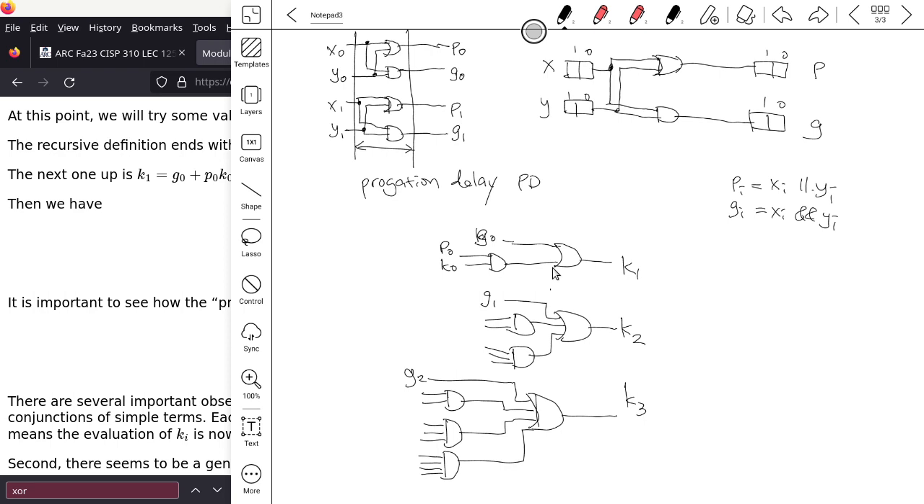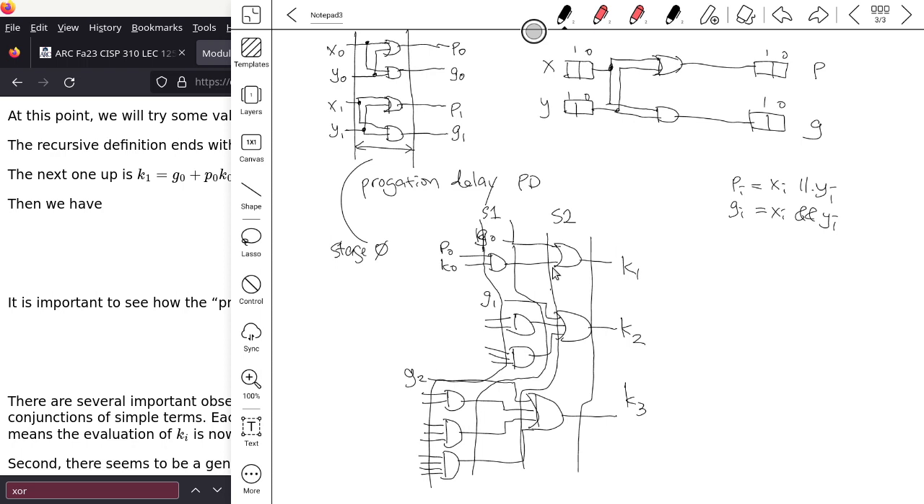Assuming you have all the P and the G terms already available, this is stage zero. The first stage consists of all the AND gates involved in the circuits. That's stage one, what I have highlighted here. And then stage two will be the OR gates. So regardless of which K bit you want to figure out, it will take three propagation delays. Guaranteed.